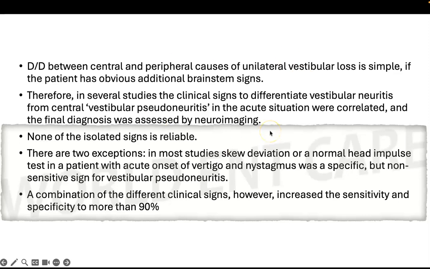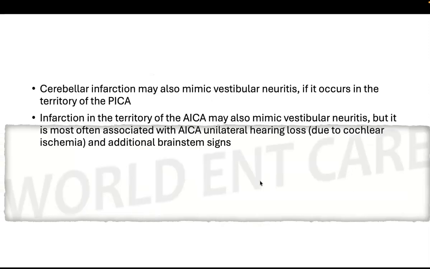That means if skew deviation is present and head impulse test is normal, there might be a central component. So a combination of different clinical signs, for example, skew deviation, head impulse test, gaze holding function, fixation versus peripheral vestibular spontaneous nystagmus, all these things together can increase sensitivity and specificity to more than 90%, but there is no single isolated sign.